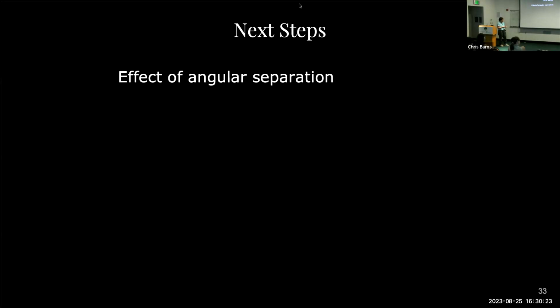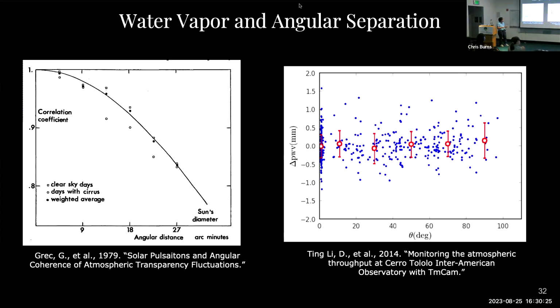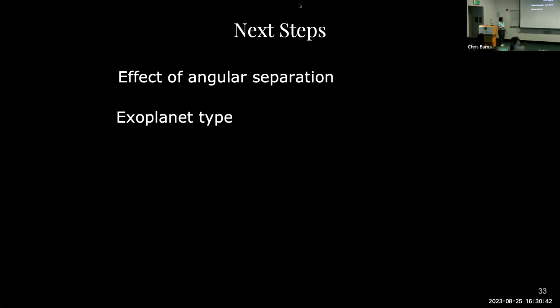And so if we are operating more on our best case scenario of how precipitable water vapor changes as a function of angular separation, it's possible that Henrietta will be much more capable of successfully recovering transits than our simulations predict. We also will be simulating different types of exoplanets and exposure times.